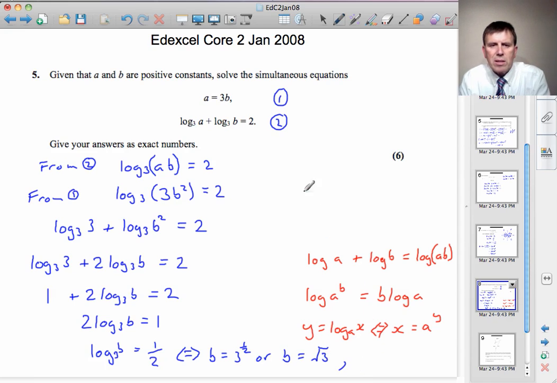And our final answer, go back and substitute in 1. Once I know that b is root 3, a is simply 3 root 3. And that completes the question. Given exact answers, a is 3 root 3 and b is root 3.